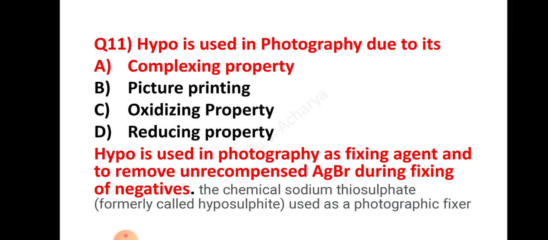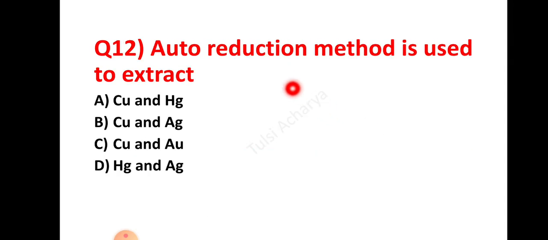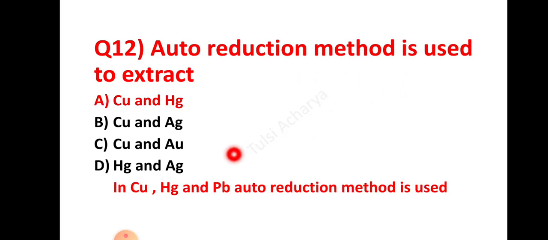Now let's move to question number 12. Auto reduction method is used to extract. We know that auto reduction method is used to extract Cu, Hg and Pb. If you see our options, Cu and Hg are here. So this copper and Hg are the right answer for this question, option choice A.